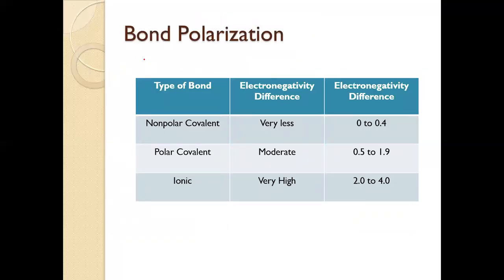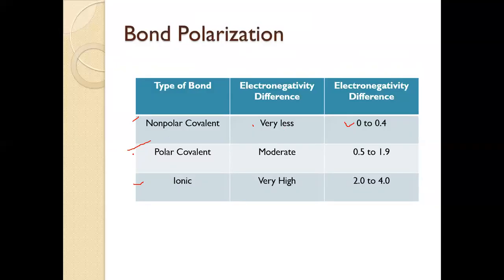Now under this bond polarization, what is the electronegativity difference, and what is the range of electronegativity difference for the different bonds? There are generally three types of bonds: non-polar covalent bond, polar covalent bond, and ionic bond. What is the electronegativity difference for a non-polar covalent bond? It is very less. And the range for the non-polar covalent bond is from 0 to 0.4.